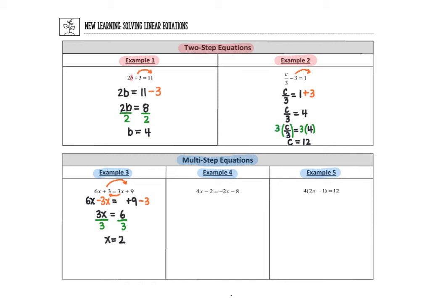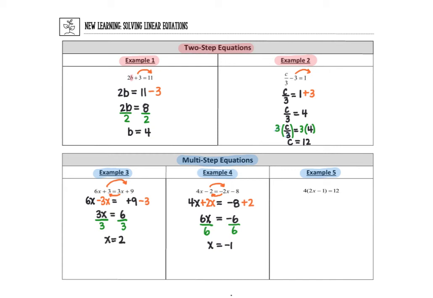Example 4 is similar. We are going to need to move the negative 2 to the right-hand side. It will become positive, and we will need to move the negative 2x to the left-hand side, where it also will become positive. We will be left with 4x plus 2x equals negative 8 minus 2. We will have 6x equals negative 6. We can divide both sides by 6, and that will get us x is equal to negative 1.